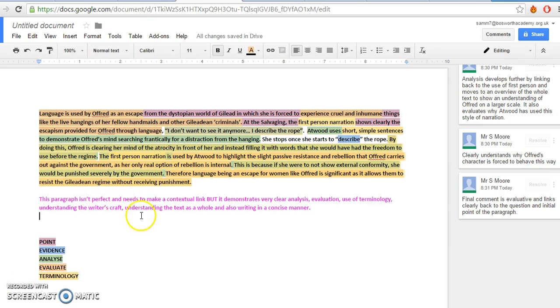So I've just put in pink there my general comments that I think would improve it. It's that context, which is quite a large part of the marks, that would be to improve. But follow this structure and hopefully that should lead to success.